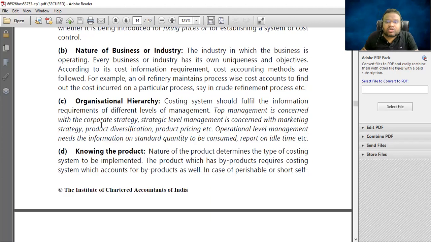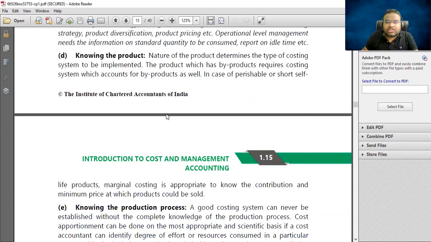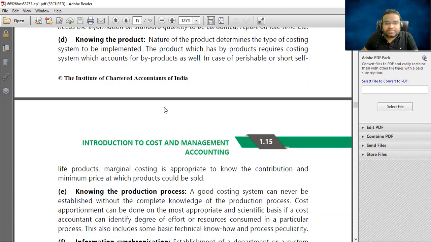Organizational hierarchy. The cost accounting system should fulfill the information requirements of different levels of management. There is top management, a middle level, and an operational level. The cost data should satisfy the needs of all levels of management. Knowing the product: the nature of the product determines the type of cost system to be implemented. For example, if I am dealing with process costing, I need to implement process costing. If I'm dealing with a service or job system, I need to do that. Methods of cost: in the case of perishable and short-life products, marginal costing is appropriate. So you should know the product before you install a cost accounting system.